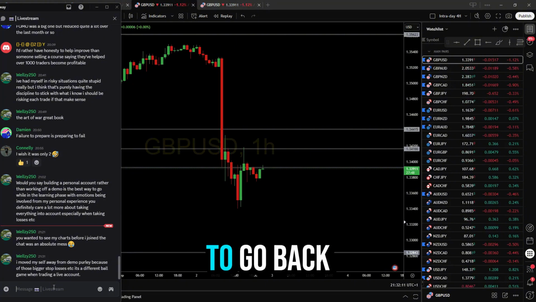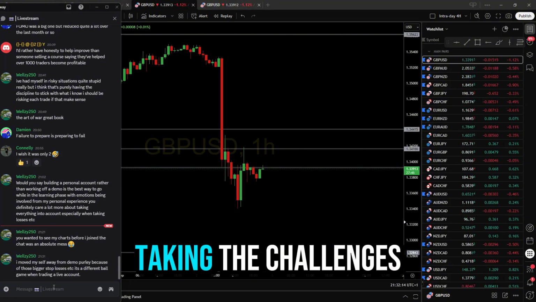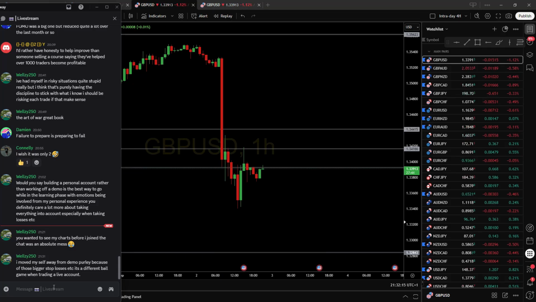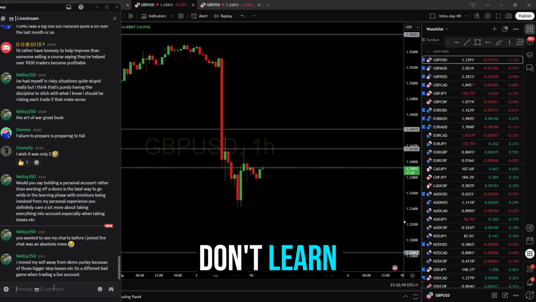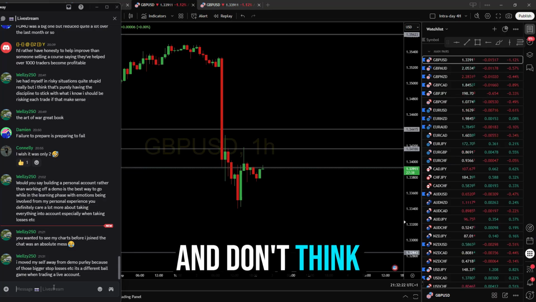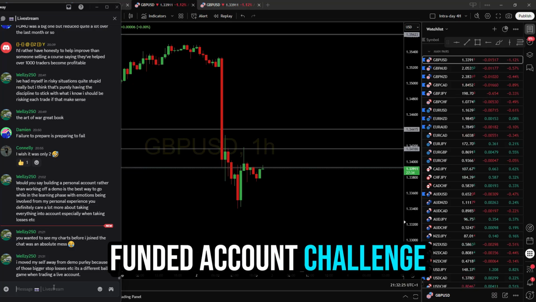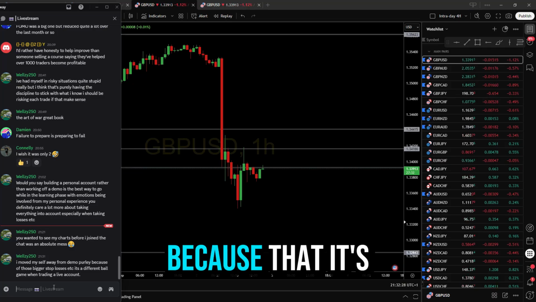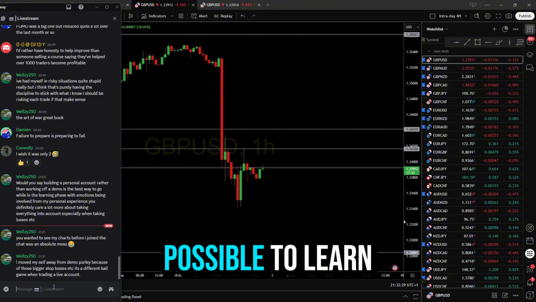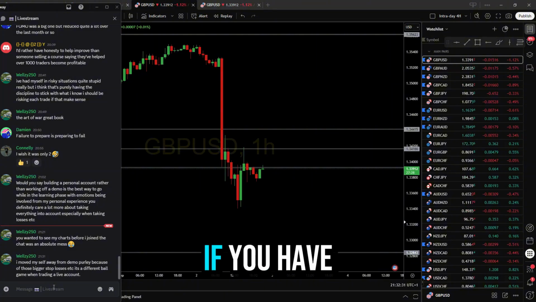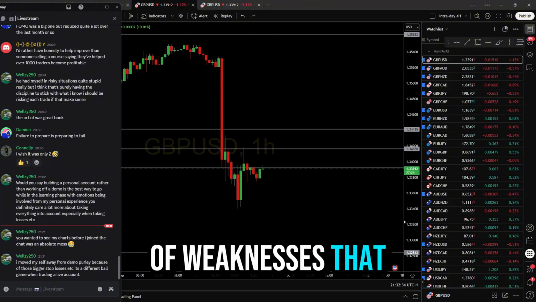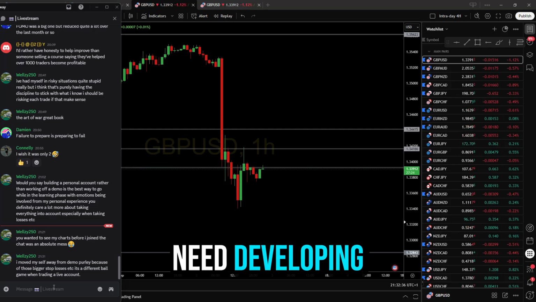Because again, just to go back to that point where traders are taking these challenges too soon, don't learn and don't think that you're going to get better whilst trading a funded account challenge, because it's the worst environment possible to learn if you have got a lot of weaknesses that need developing.